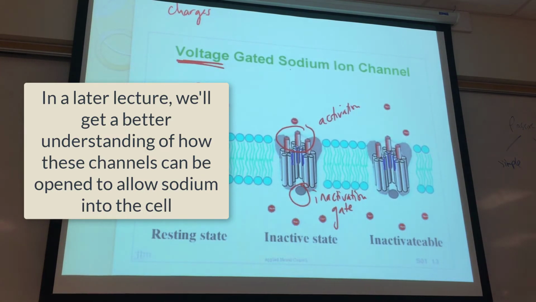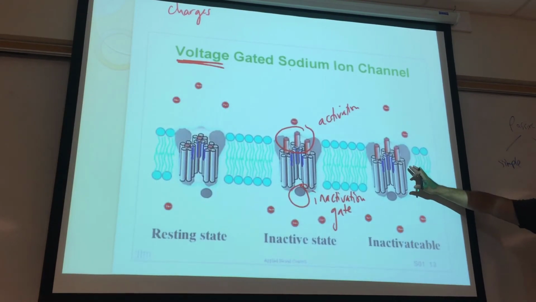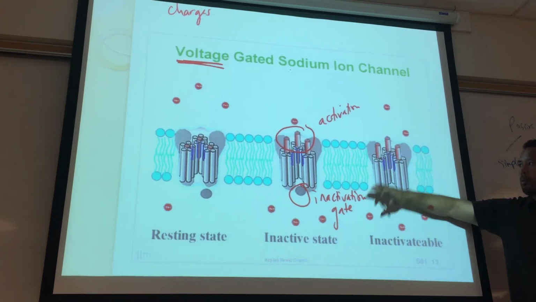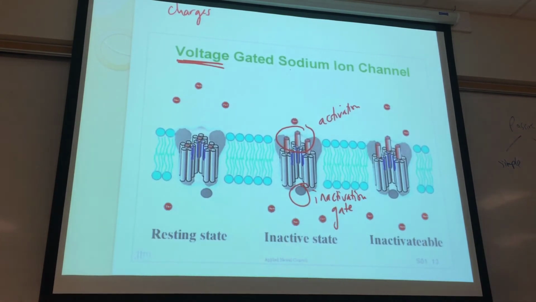neurophysiology lecture. We're going to be talking about a specific type of cell. Right now we're talking about a generic cell. We'll be talking about a nerve cell that's going to exhibit these properties that's going to allow for the voltages to change. So stay tuned for that.